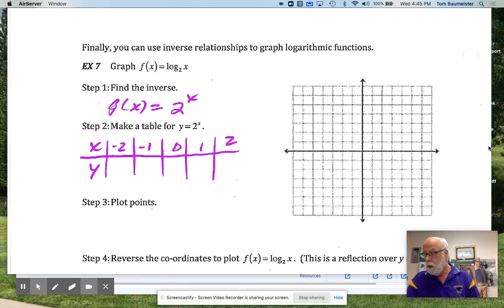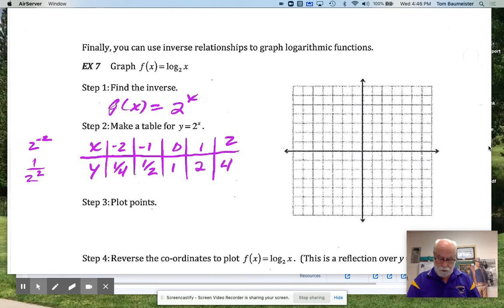So if I work this out, if I put -2 in for x, that's going to give me 2 raised to the -2 power. Remember, I can't have a negative, so I would rewrite that as 1 over 2 squared, which would be 1/4. By the same pattern, I would have 1/2 here. At 0, anything raised to the 0 power is 1. And then at 1, we would have 2, and then we would have 4.